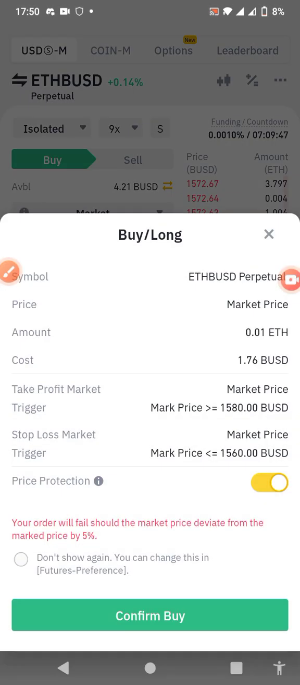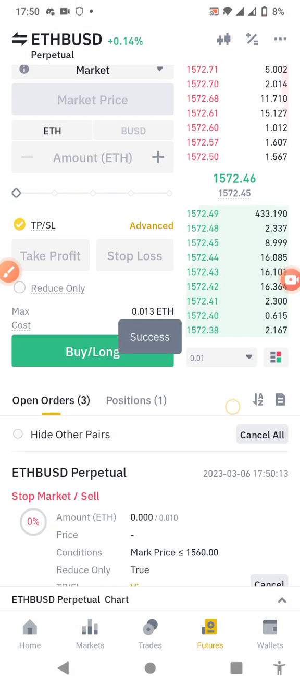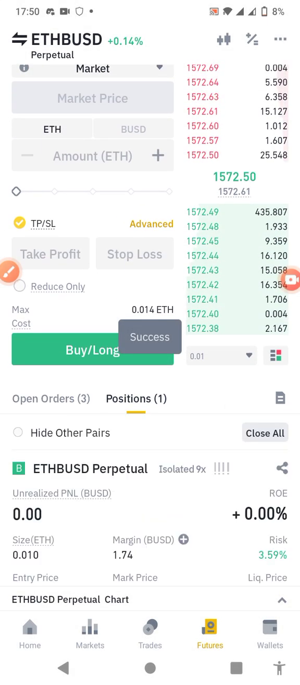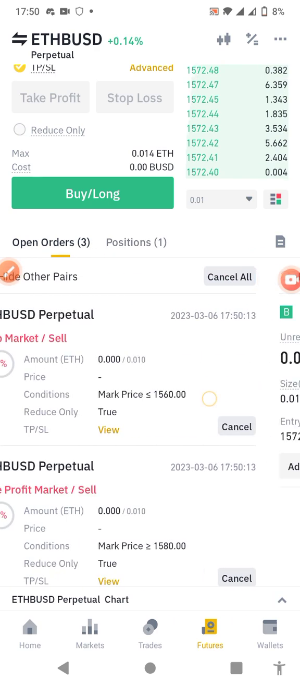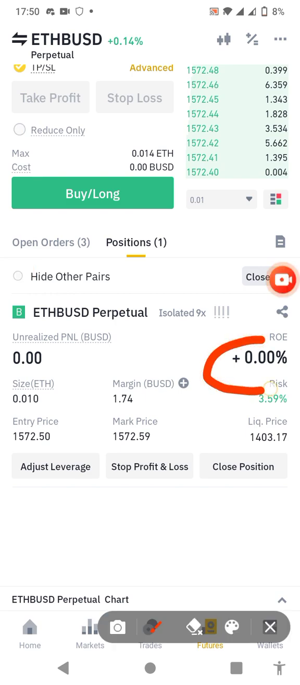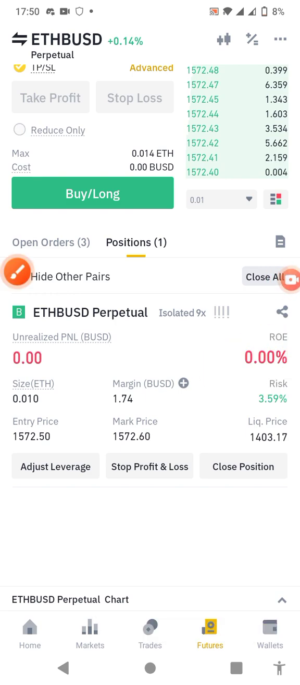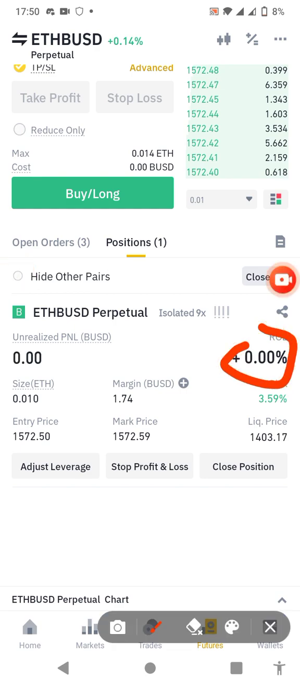It will be a market order. It will be activated immediately. Now this is the order. This shows that the order is already activated. Now you can see this ROE. This ROE is the profit and loss percentage. So if I'm losing money, it will be red. If I'm gaining money, it will be green. So plus means you are gaining money, minus means you are losing money.